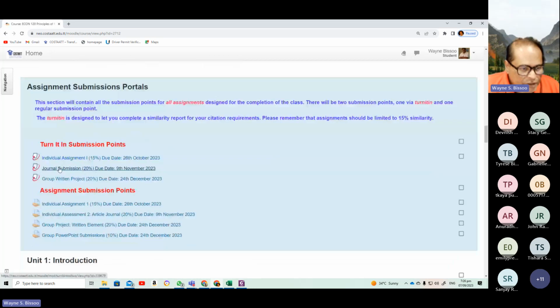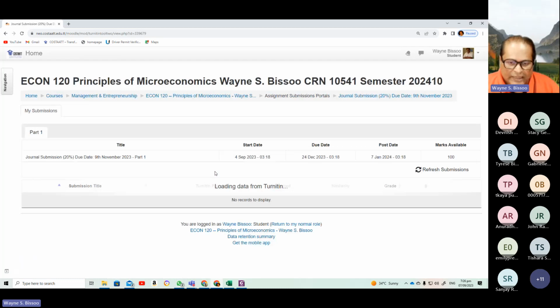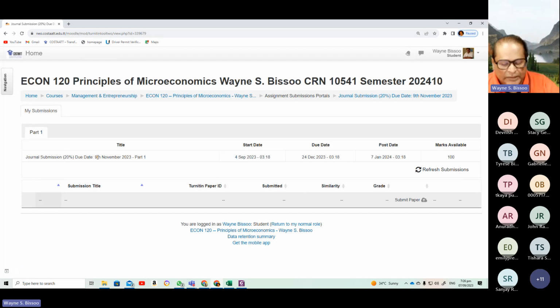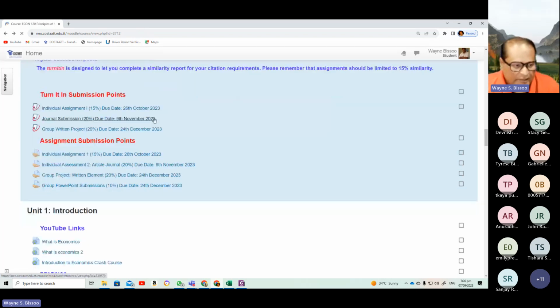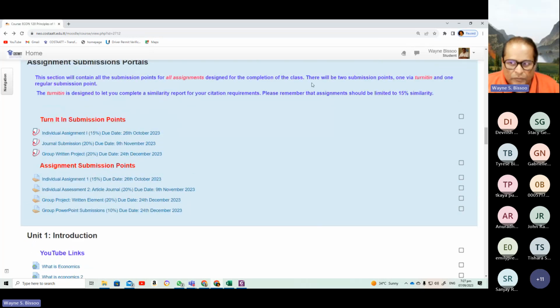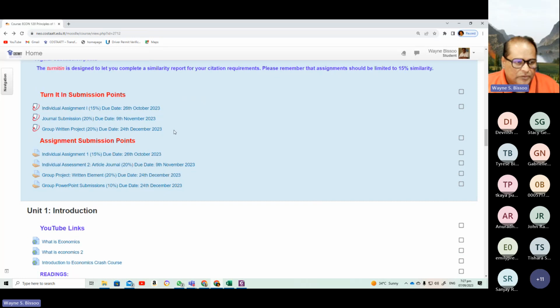The same thing happens with the journal submission. When you do that assignment, you name it and put it in here for your similarity report. It's due on the 9th, but I put the due date as the 24th to give you that leeway in the event that you've fallen behind schedule. So that's my approach. Remember, we're looking at your similarity being no more than 15% across the board, and that includes the group project.